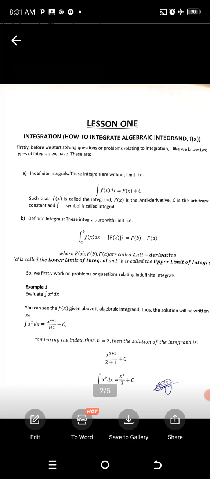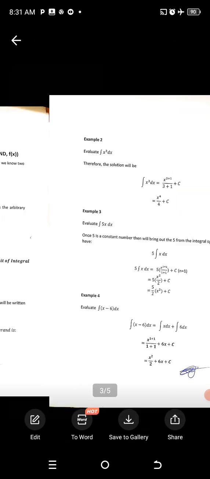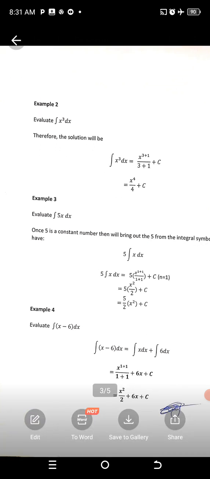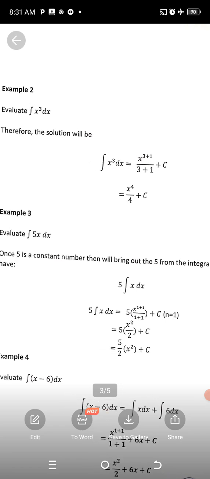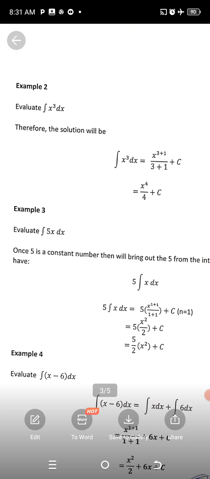I know you understand now. So we move to example 2. Example 2 uses the same steps as example 1. You see that it's not that hard. You're asked to integrate x raised to power 3 dx, in which your n is going to be 3. So wherever you see n, just input your 3. You see that x raised to power 3 plus 1 all over 3 plus 1 plus c. And your final answer is going to be x raised to power 4 over 4 plus c.